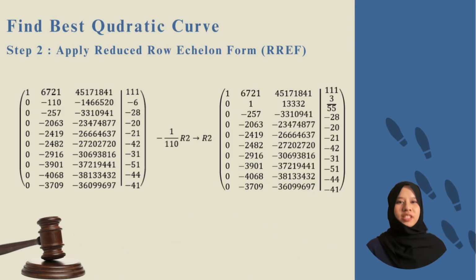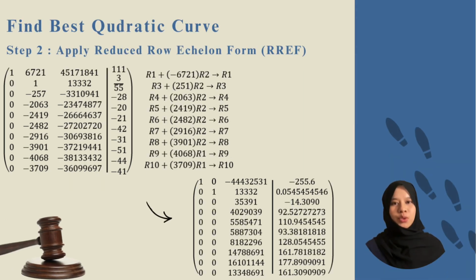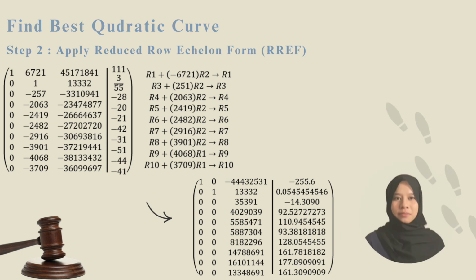Next, we focus on the second column to make row 2 have a leading 1. So, we divide row 2 by the value at that position. We need to do the same thing to make all entries below column 2, row 2 zero. We can just add each row with row 2 to make them all 0.